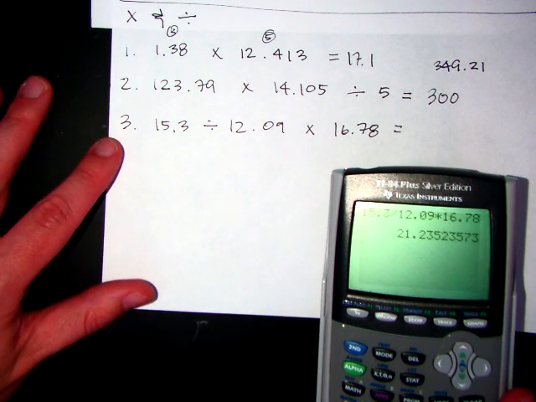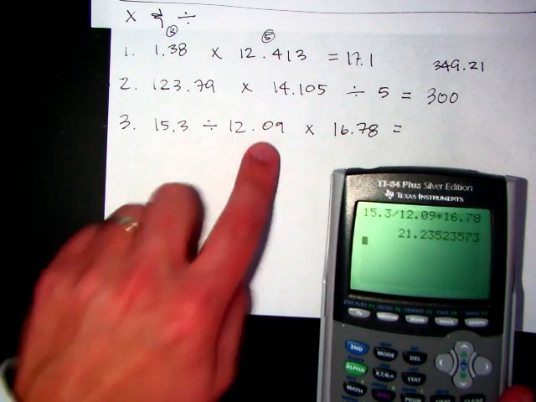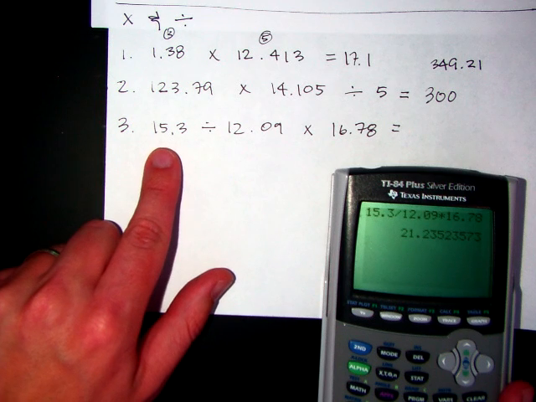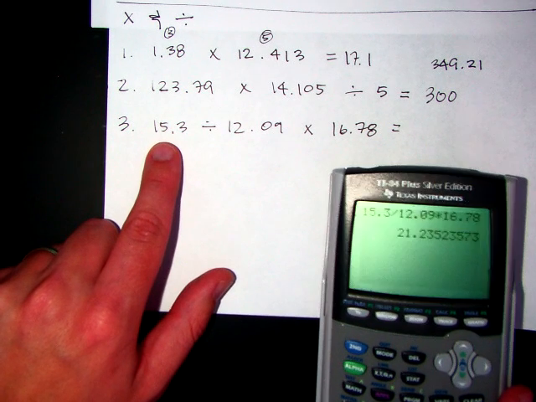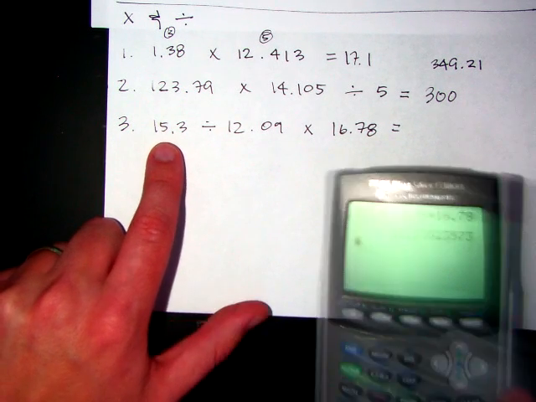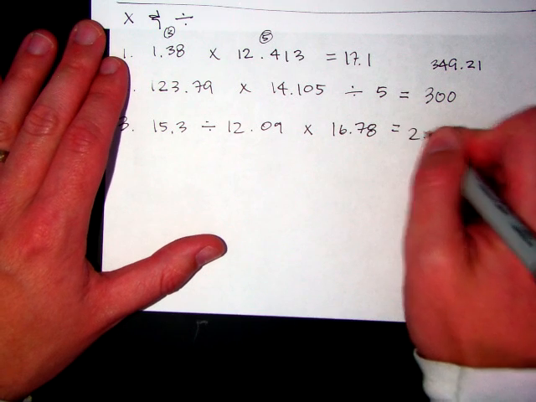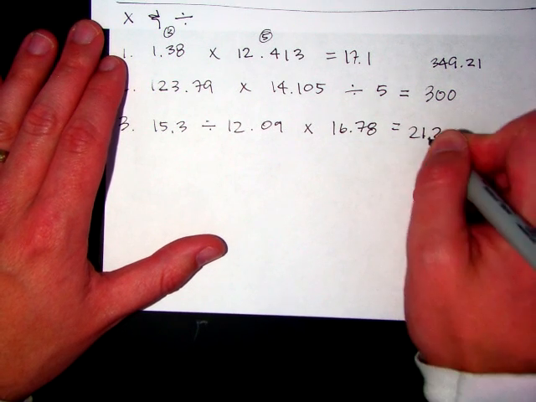if these are measurements, it's way too specific. So you can only go to, this is 3 sig figs and 4 and 4. So you can only go to 3 sig figs. So that would be 21.2. You just get to chop it off. 21.2 is your correct answer.